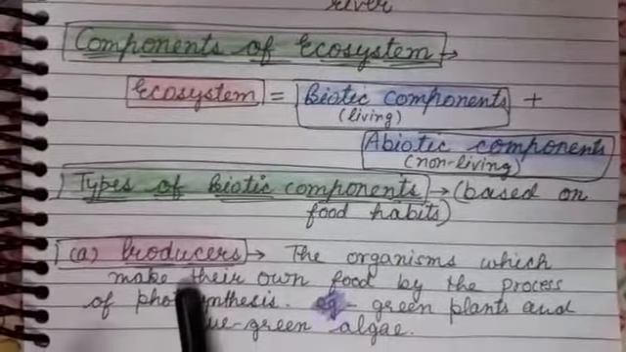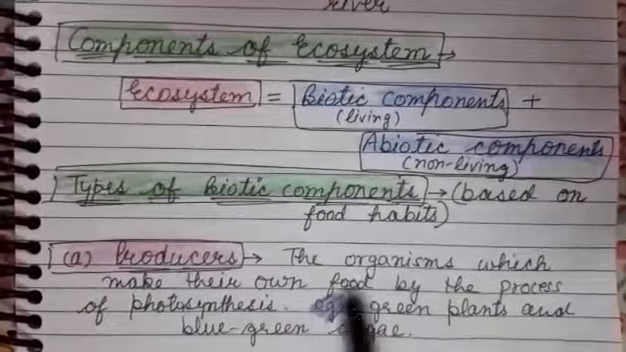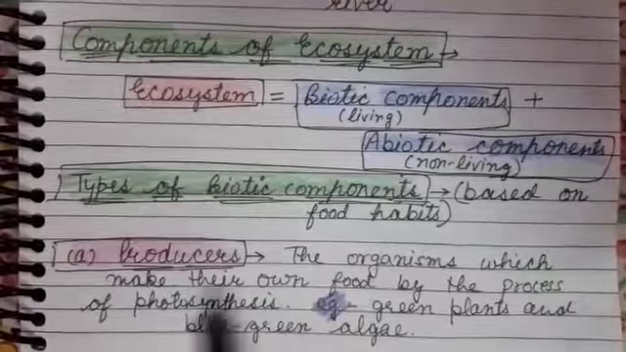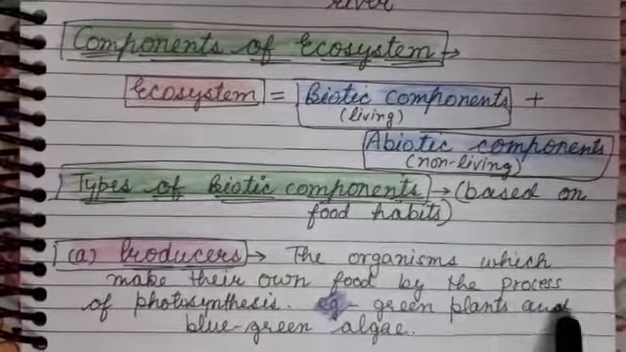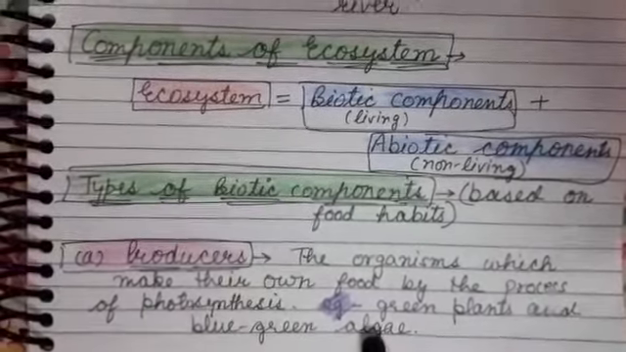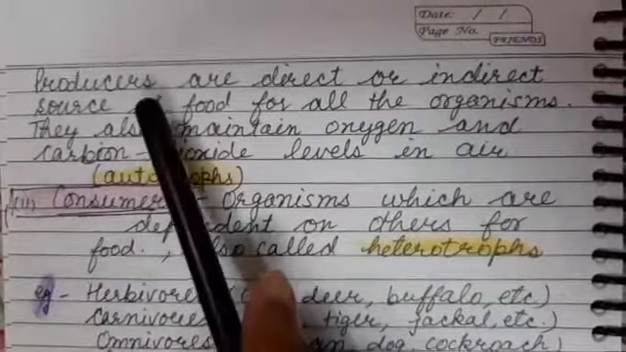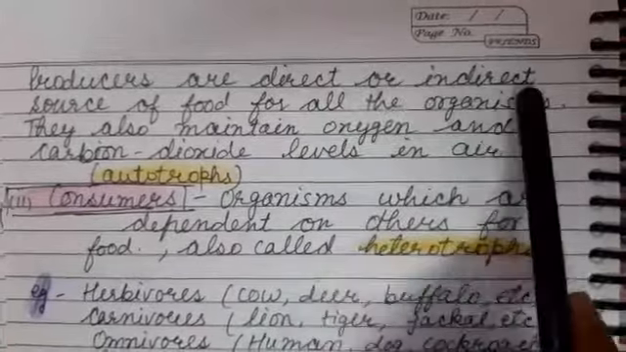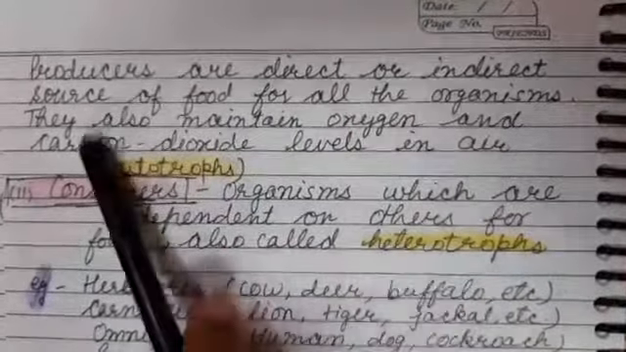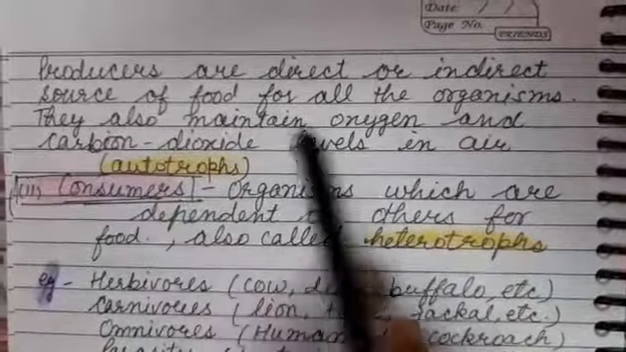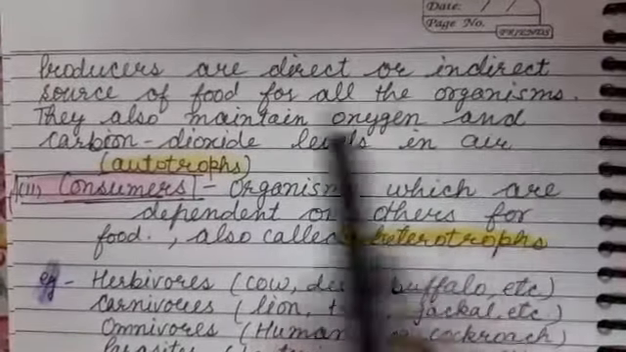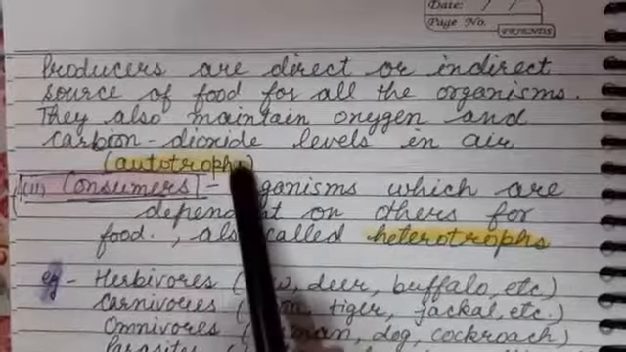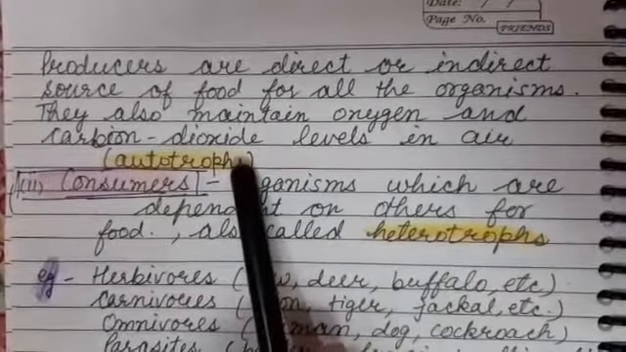First is producers. The organisms which can make their own food by the process of photosynthesis. So many times you have studied these terms. Okay, and examples are green plants and blue-green algae. Producers are direct or indirect source of food for all the organisms. They also maintain oxygen and carbon dioxide levels in the environment. These are also called autotrophs. Why? Because they produce their own food.